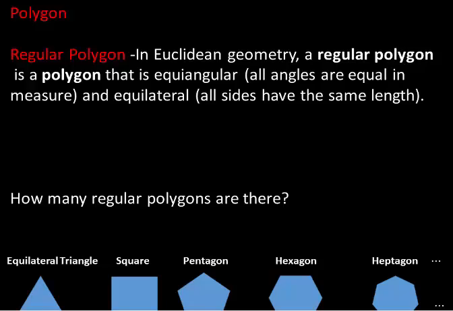A polygon is a two-dimensional figure, a plane figure, that has straight line segments for its sides. For example, this would be a polygon, or a rectangle is a polygon. It has four straight sides. A circle is not a polygon because its sides are not only straight line segments.